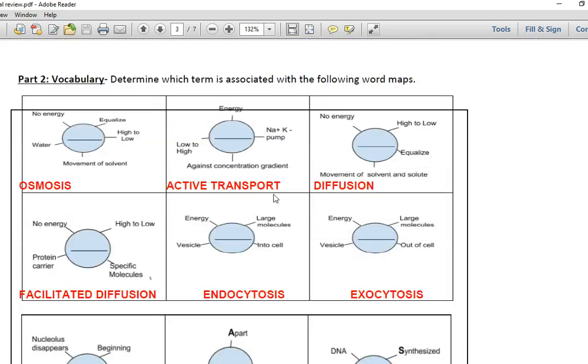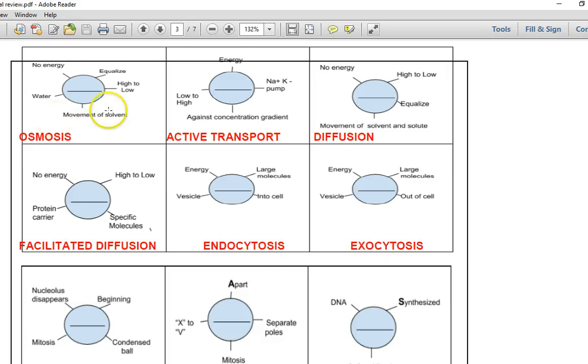Okay, part 2 vocabulary. So this right here, no energy, water movement of solvent, osmosis. This one requires energy, low to high concentration against the concentration gradient, sodium potassium pump, active transport. This one, no energy, equalized, diffusion. This one, facilitated diffusion, high to low. The difference with facilitated diffusion, though, is that it uses a protein to carry out the transport. But don't forget that facilitated diffusion uses a protein carrier.